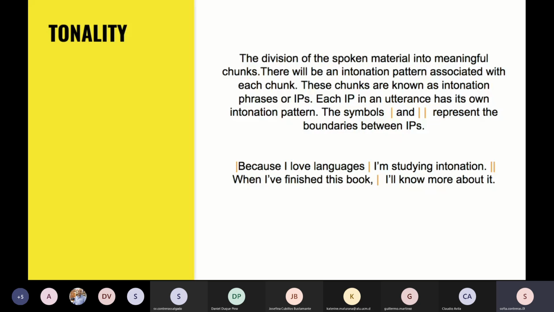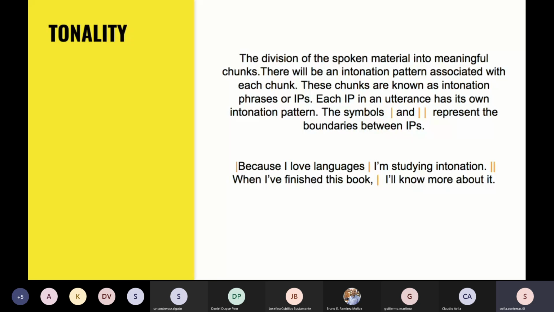The symbols, and I don't know how you mentioned those symbols, Professor Ramirez. Could you help me with that? What's the actual name for the symbols when we divide intonation phrases? When we segment IPs, we use the vertical marks or vertical bars. Oh, okay, vertical bars. Thank you. Yes, sure. So we have one vertical bar and two vertical bars to represent the boundaries between IPs.